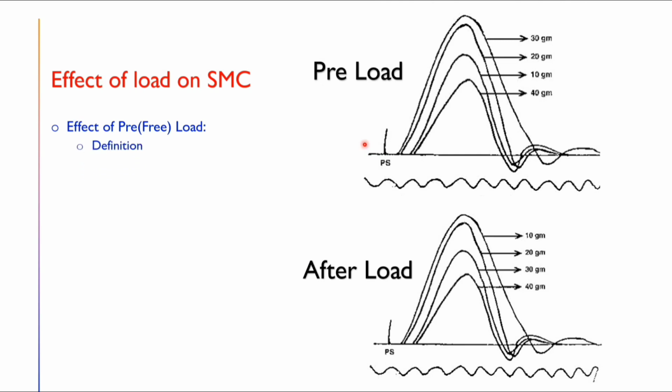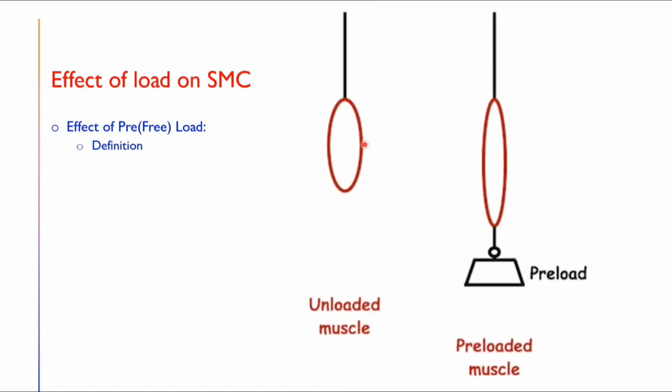First of all, the definition of preload. What is preload? So this is a graph. Now this is the unloaded muscle. You can see this is a skeletal muscle and this is the thread through which it is attached to the upper wall. So this is the unloaded muscle. Now this is the preloaded muscle. The other end of the muscle is now attached to a weight, and that is why it is stretching the muscle. So this is the loading of the muscle. What is the meaning of the word preload or afterload? It is loading in relation to the contraction of the muscle. Preload means it is loading of the muscle before muscle contraction.